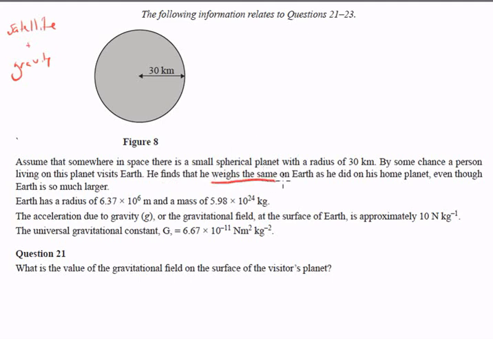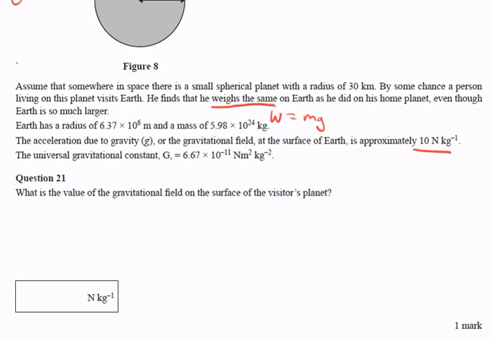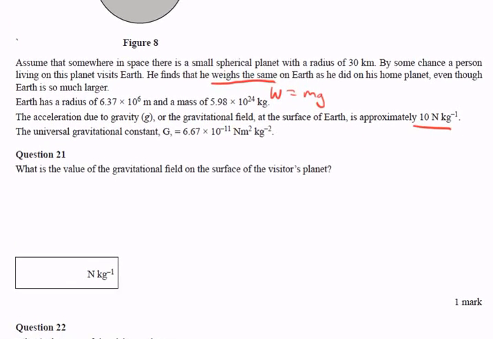He weighs the same. Now weight, or the force of gravity, is always equal to mg. His mass will be the same, so therefore the gravity on both cases must be the same. Earth has a radius of this, mass of this, and that's Earth's gravity, 10, which we're used to. What's the value of the gravitational field on the visitor's planet? It must be the same. It's only one mark, don't have to do any working. Easy.